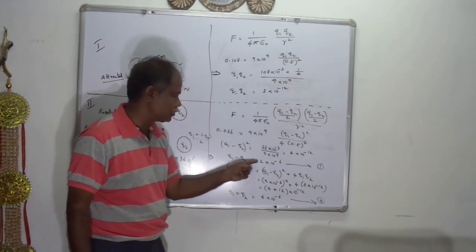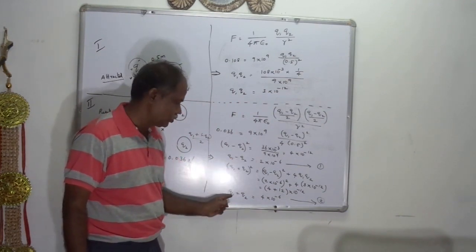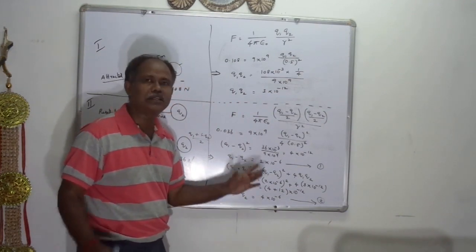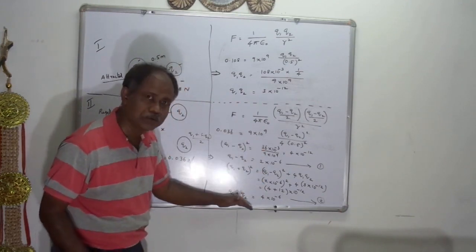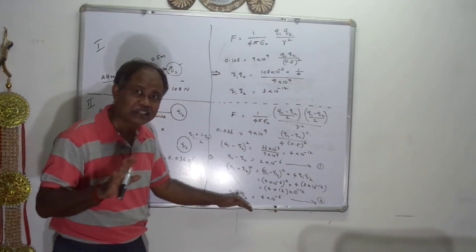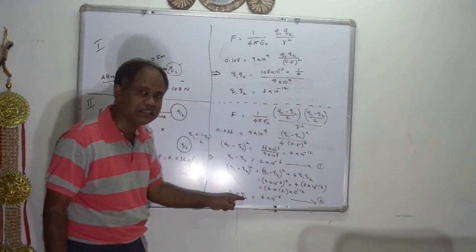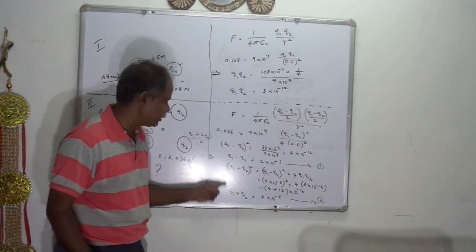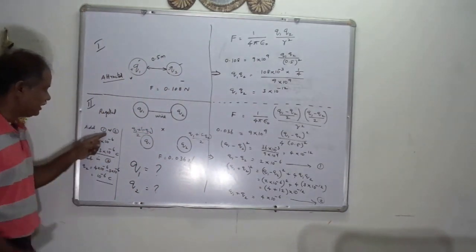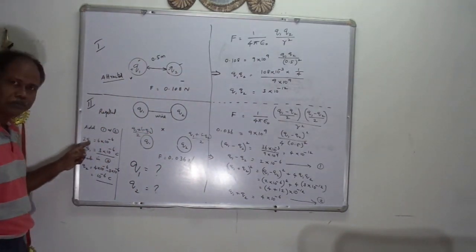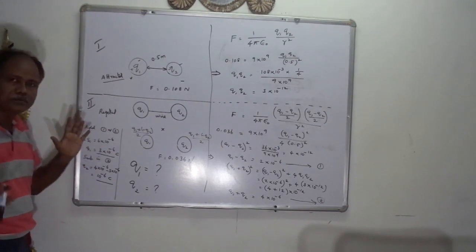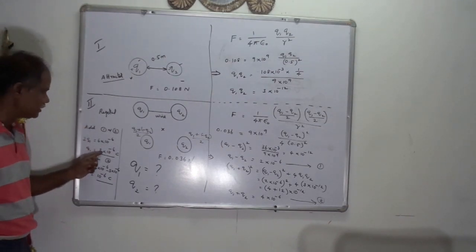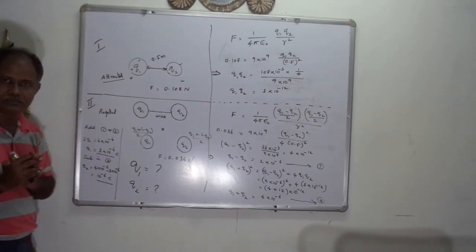Q1 minus Q2 is 2 into 10 power minus 6. Q1 plus Q2 is 4 into 10 power minus 6. There are 2 equations. By adding these 2 equations, Q2 gets cancelled, leaving only Q1 alone. By adding 1 and 2, 2 Q1 is equal to 6 into 10 power minus 6. That is Q1 is equal to 3 into 10 power minus 6 Coulomb.